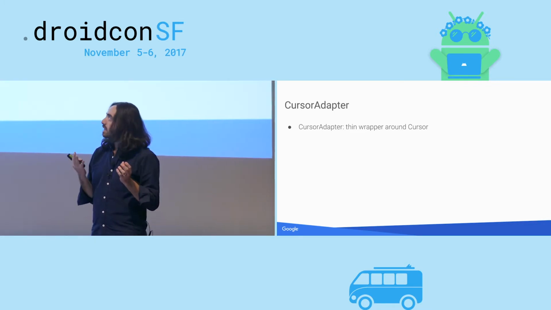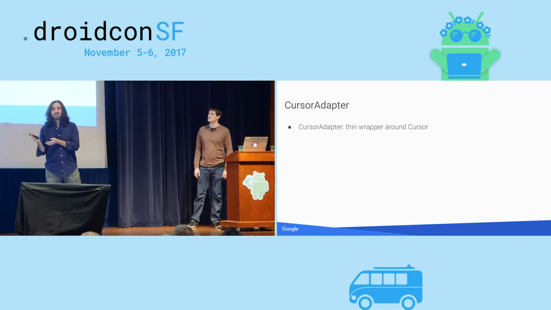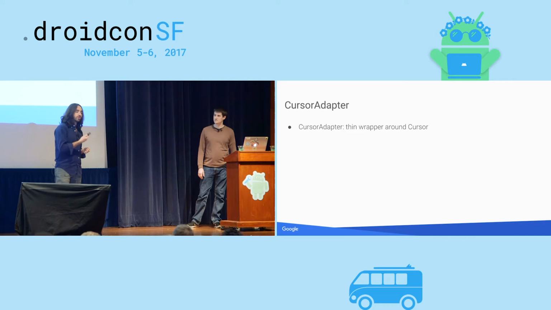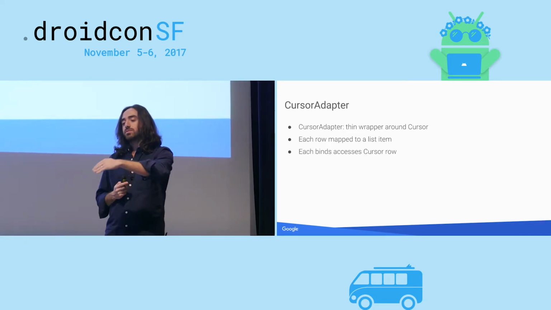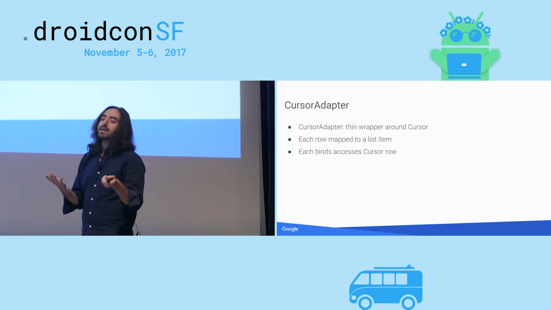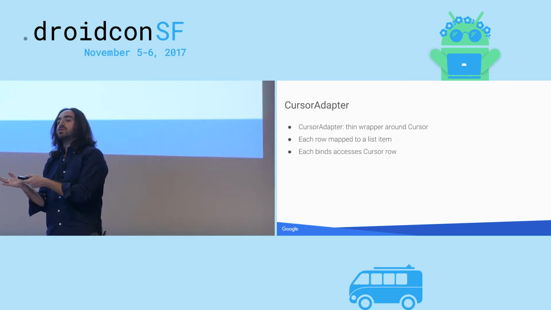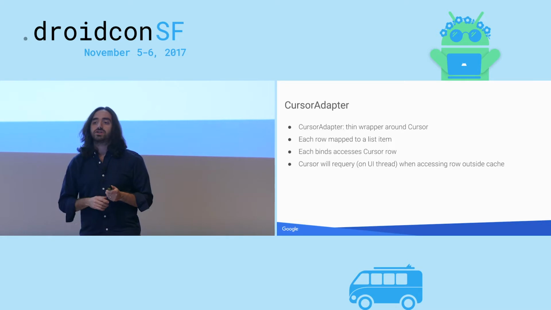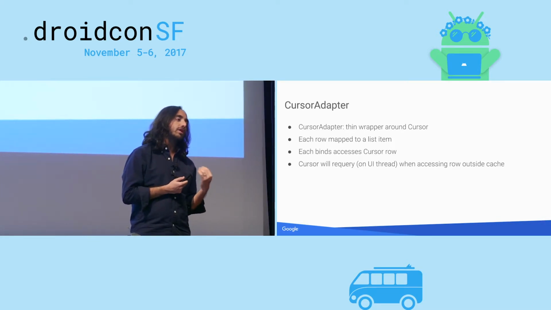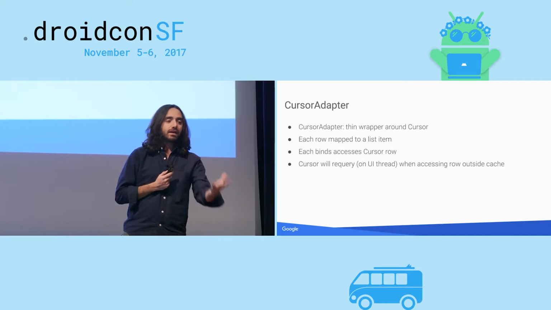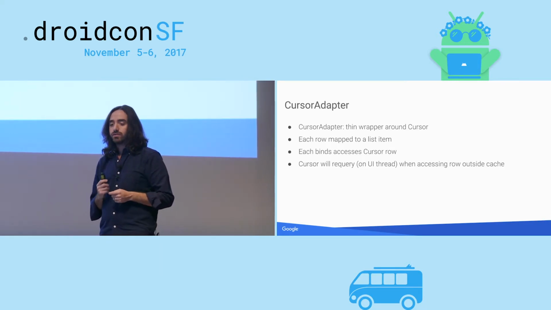Cursor Adapter is a very thin wrapper around cursor. It actually doesn't really do much. It relies on cursor to do the work. Each row is bound to an item from the cursor. And when you're binding your RecyclerView, you access the cursor directly to grab the information you want. And when the cursor doesn't have that information in memory, it will basically go to the database, grab a new page, and present it back to you.